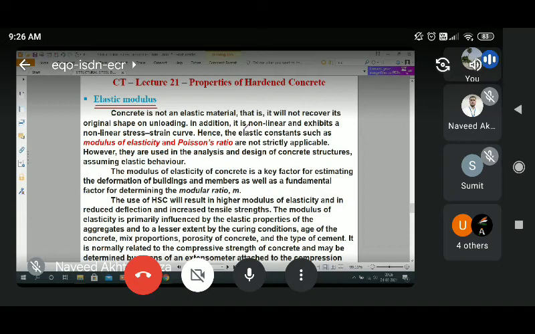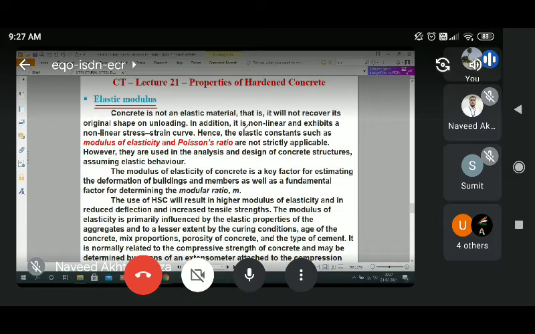However, they are used in the analysis and design of concrete structures, assuming elastic behavior. So thus, the modulus of elasticity of concrete is a key factor for estimating the deformation of building elements, as well as a fundamental factor for determining the modular ratio m used for the design of reinforced cement concrete.